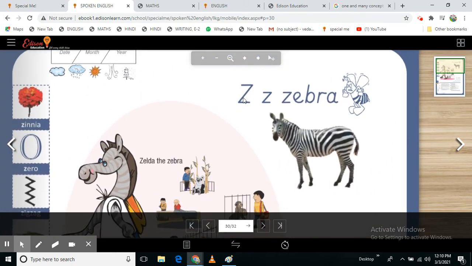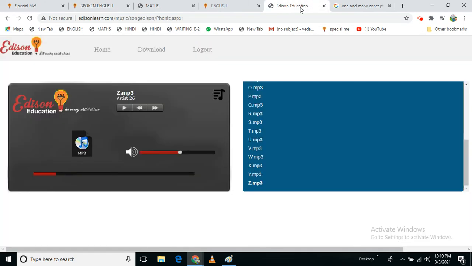Now, see, this is a capital letter Z. This is lowercase letter z. Zebra. This is a zebra, right? Now let's listen to the phonic sound of Z, right?